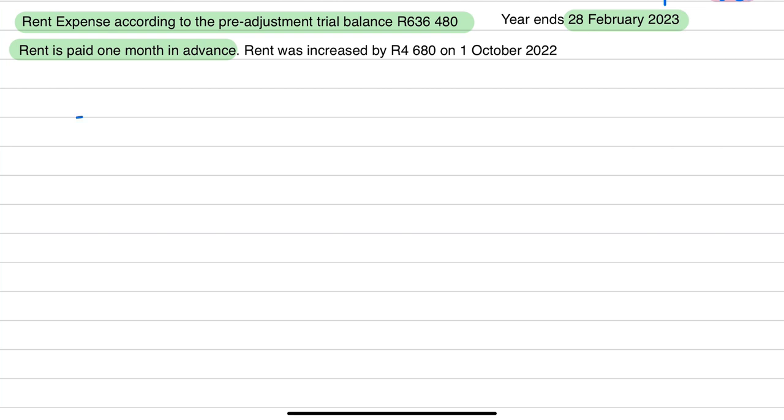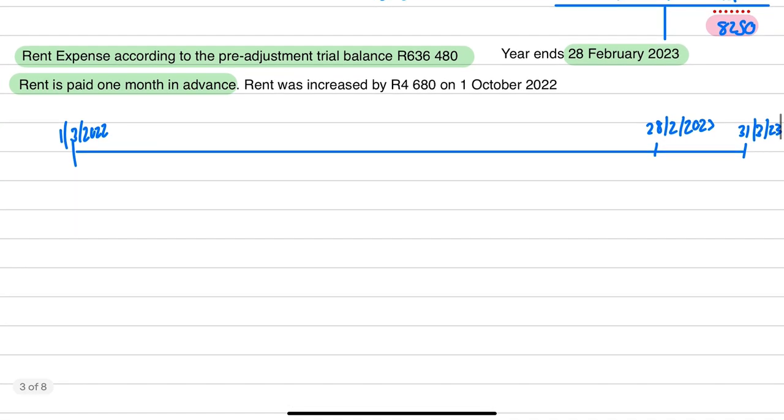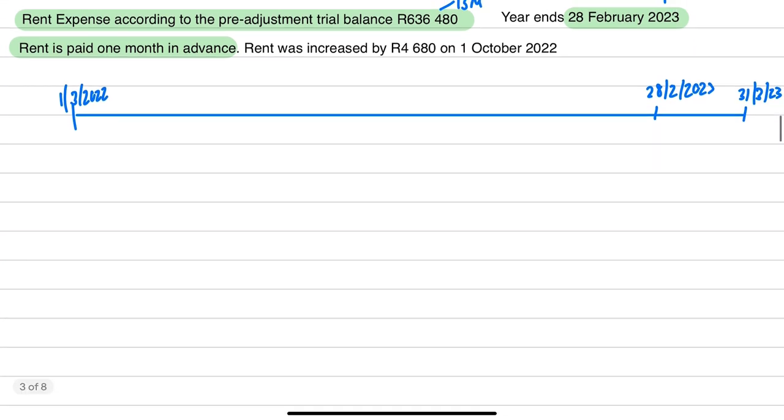So starting off, drawing my timeline. The year ends Feb 2023, but we received until end of March of 2023. The year would have started on 1 March 2022, and they say the rent is paid 1 month in advance. So this amount here is for 13 months. We've paid too much rent.